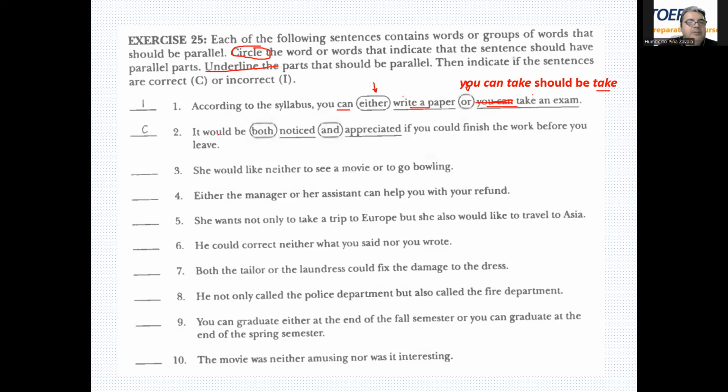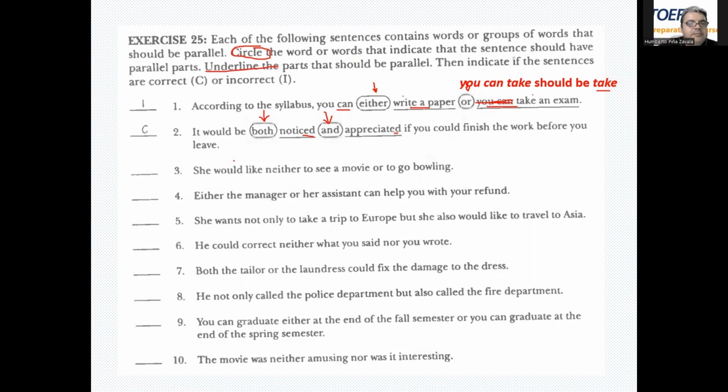Letter number 2, it would be both noticed and appreciated, right? Both and, the conjunctions are fine. Noticed, past tense, appreciated, past tense. You can finish the work before you leave. So this is fine, no problem. All right, guys, now it's time for you to pause the video and complete the exercise. When you finish, come back and check your answers. I'll be here when you come back. Okay, pause the video now.